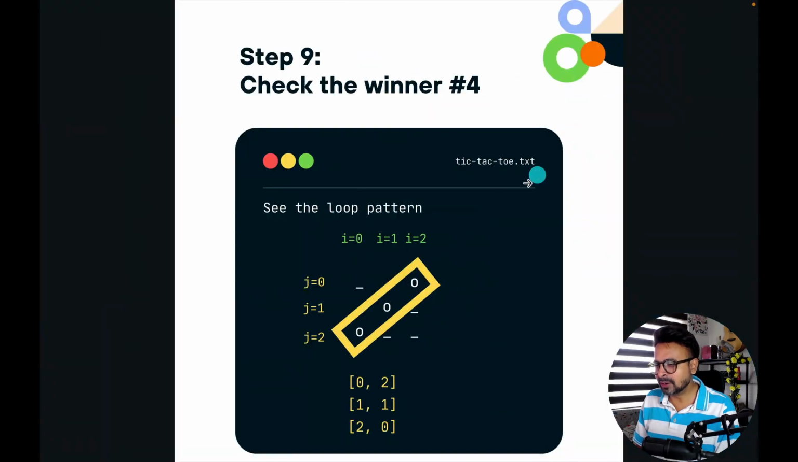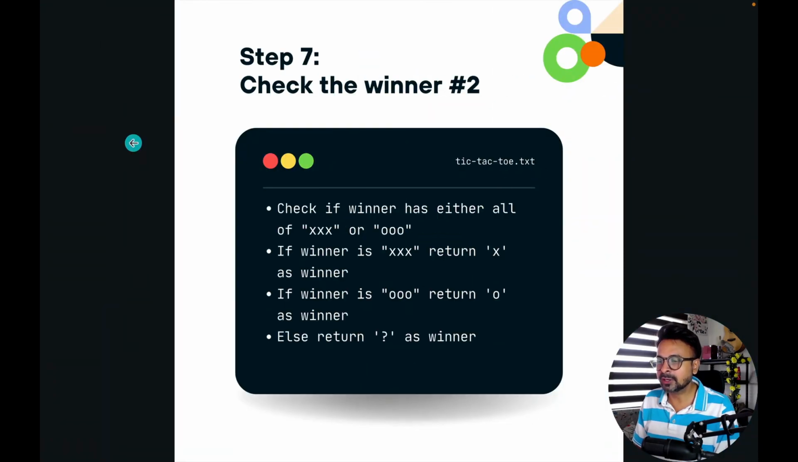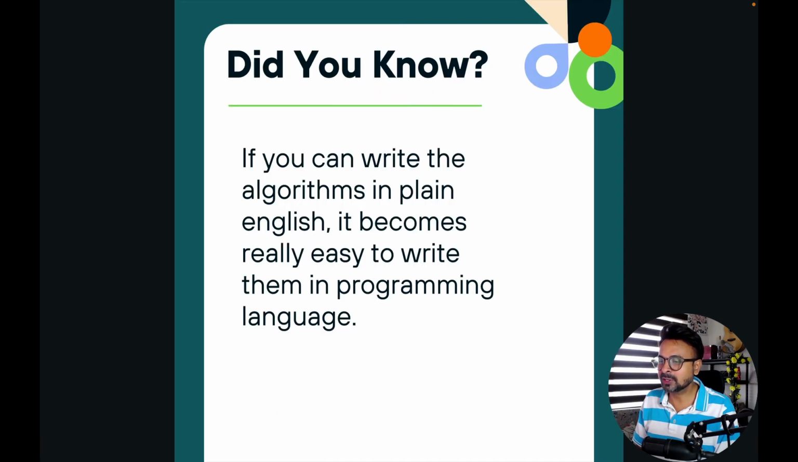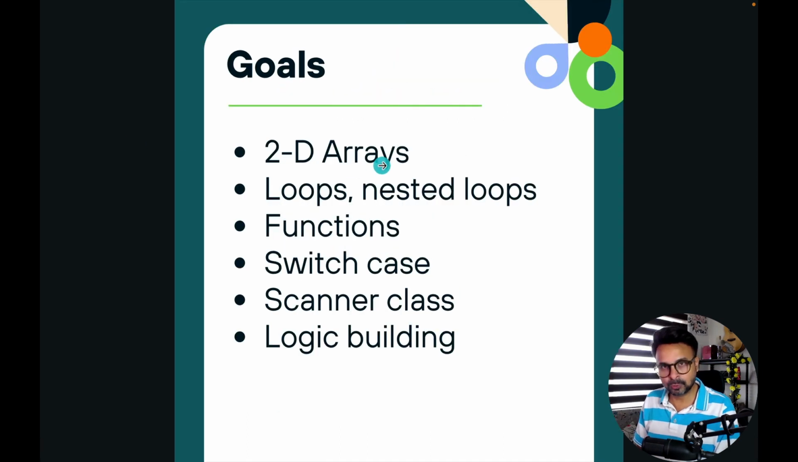So what have we learned, right? I did a lot of things in this video. Let's go back. I committed to some goals or objectives in this video, right? So we have learned 2D arrays, loops and nested loops, right? We have learned functions, how to write functions, switch case, yes, we have used case, the Scanner class also, and logic building. That is a really important part. We have built a lot. So 4 different scenarios we have handled. That's logic building, and I like that part of this video.